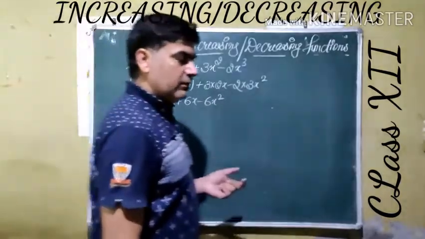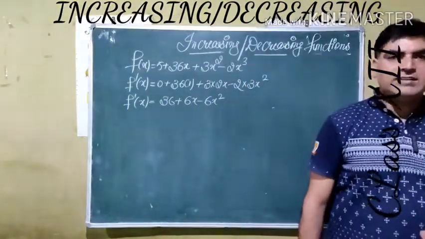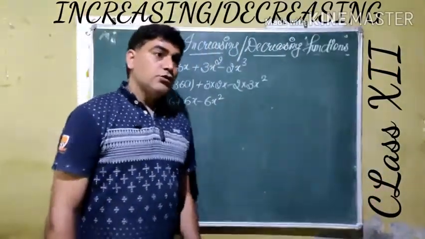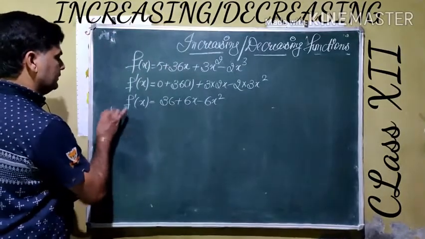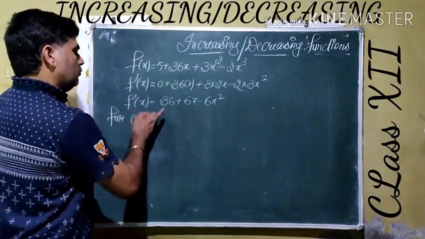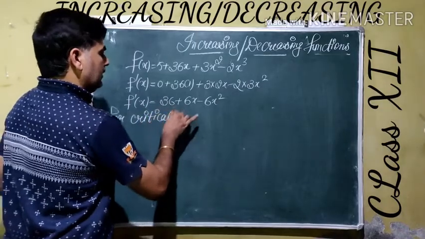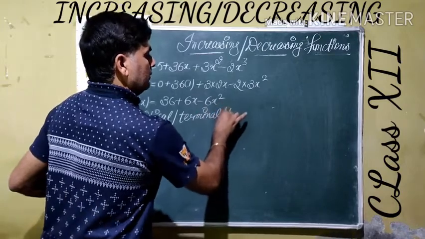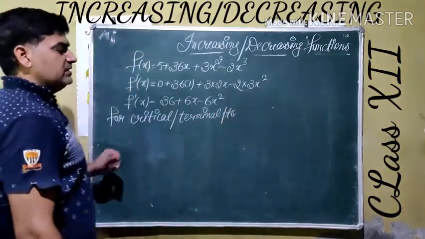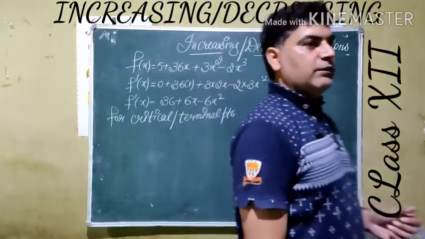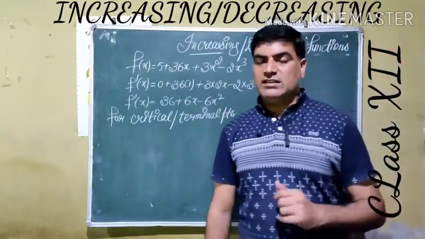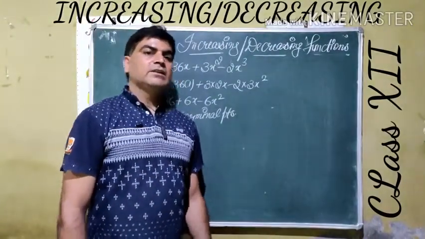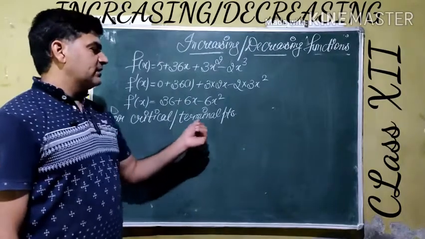To find the interval, we require some points that are known as critical points, otherwise we can say terminal points. Critical points are the points where on one side the function is increasing and on the other side it may be decreasing, not showing the same characteristics on both sides. So these points are known as critical points, otherwise terminal points.